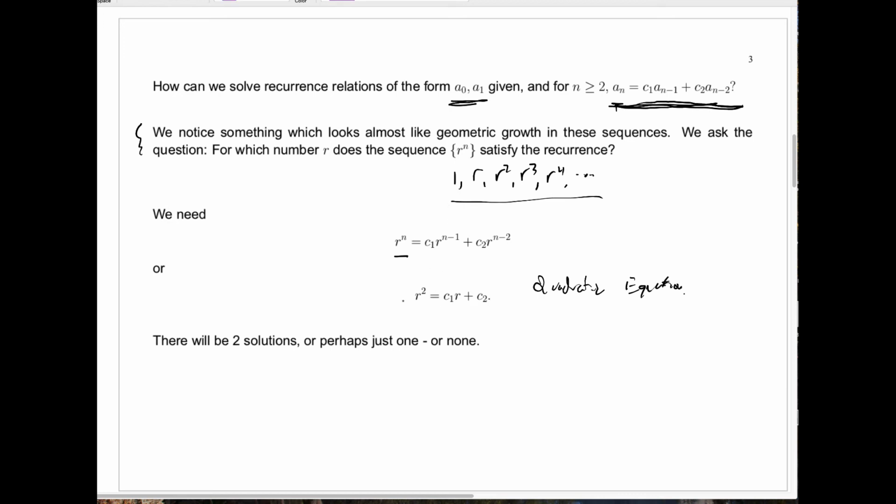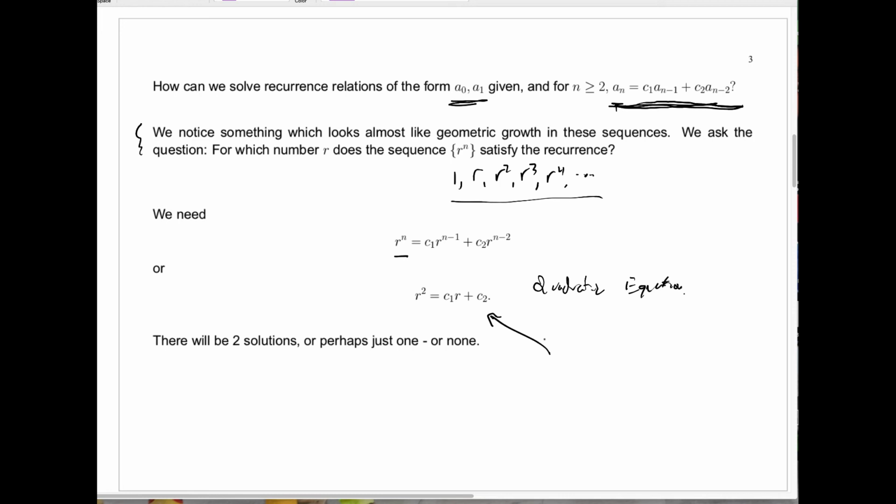So how many solutions are there to this quadratic equation? Well, in general, there'll be two solutions, but not always. Sometimes a quadratic equation has just one solution, and sometimes a quadratic equation has no solutions. What we're going to do today is talk about what happens when we have two distinct solutions to this particular quadratic equation.